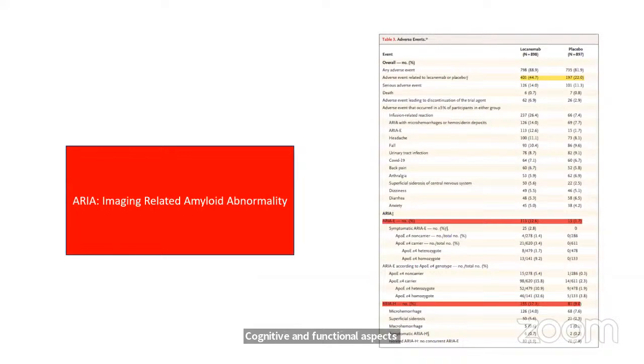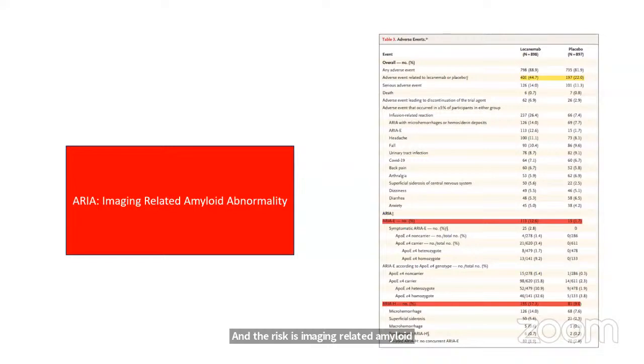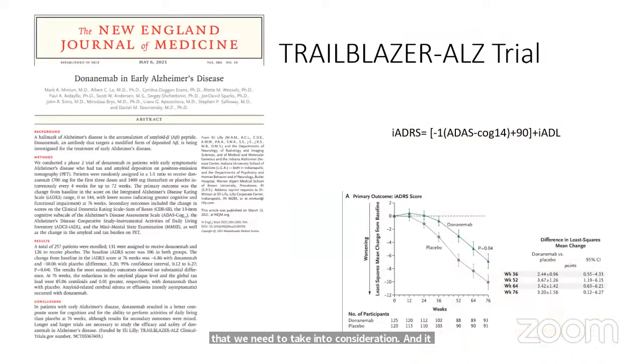Now, we cannot talk about amyloid targeting antibodies without talking about ARIA, which is one of the major concerns that we have when prescribing those medications. So although those medications are bringing some hope for people with this disease, they come with a cost, they come with a risk. And the risk is amyloid-related imaging abnormality. Although the name sounds subtle, like it's only imaging-related, they do come with symptoms. They can present with seizure, headache, coma, decreased level of consciousness. So this is something that we need to take into consideration, and it was reported in every amyloid targeting antibody.